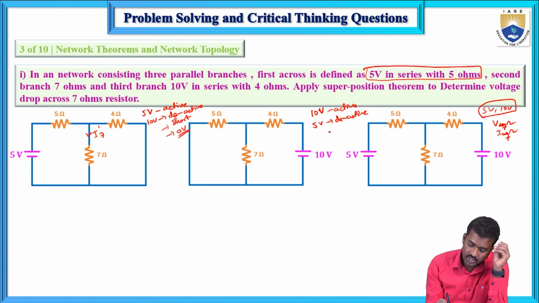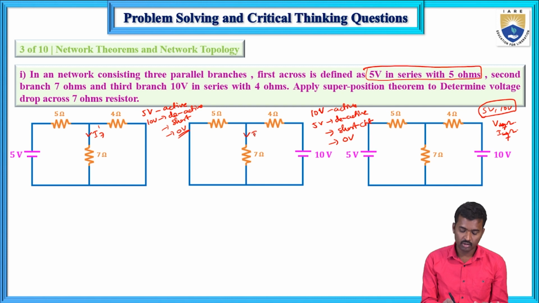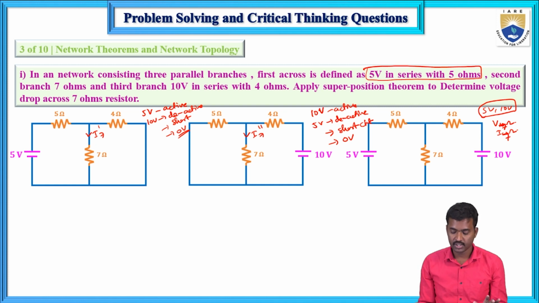And when 5 volts is deactive, that is a short circuit, and this one is 0 volts. Now here 5 volts active, 10 volts deactive. Here 10 volts active, 5 volts deactive, and calculate the current flowing through the 7 ohms, I7 double dash, and multiply with 7, and you will get the total voltage across the 7 ohms. This is the current flowing through the 7 ohms when two sources are active.